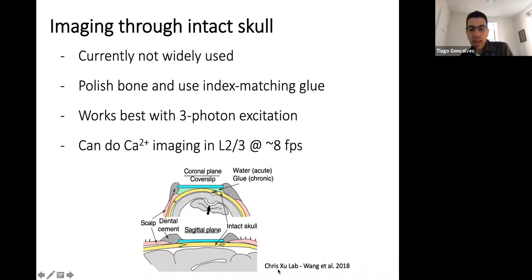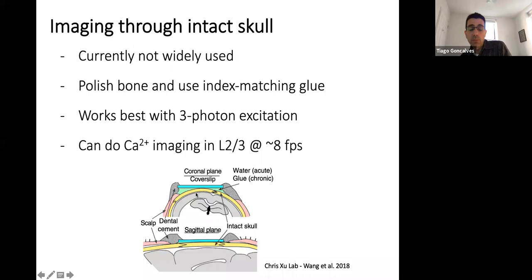So this is by the lab of Chris Xu, who's one of the big experts. He actually kind of inherited Webb's old lab at Cornell, which is where 2-photon microscopy started. And this technique is relatively new. It's not very widely used, but you can actually polish the bone and use index matching glue. And you can do calcium imaging in layer 2/3 at 8 frames per second. And this is how it looks.